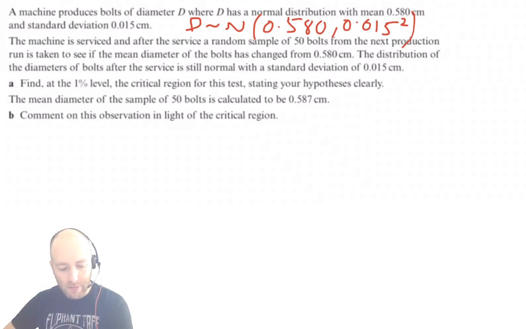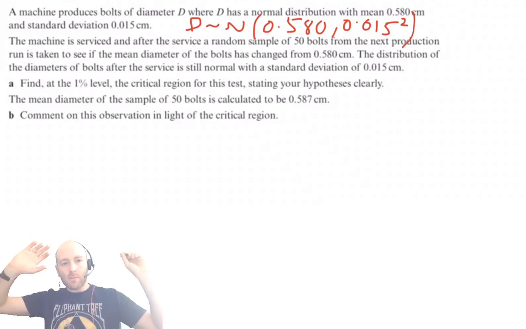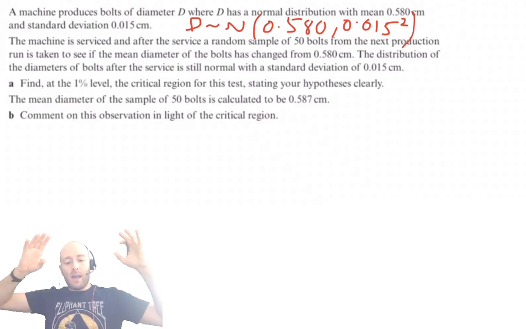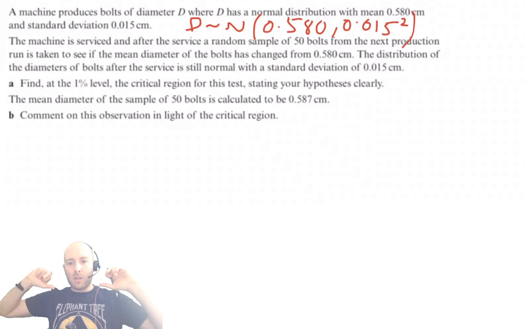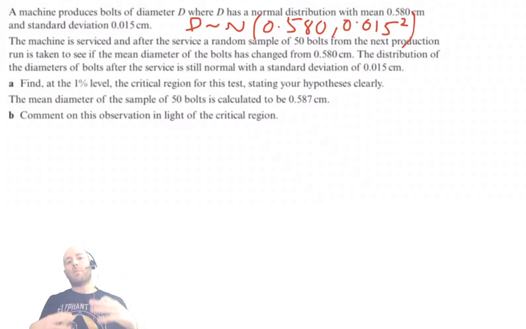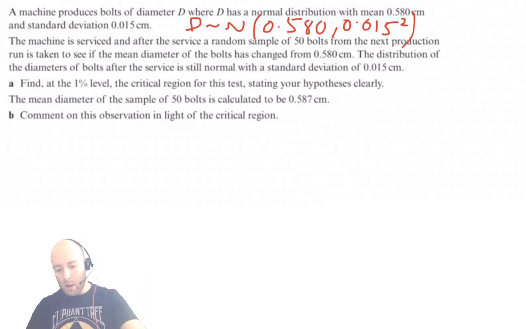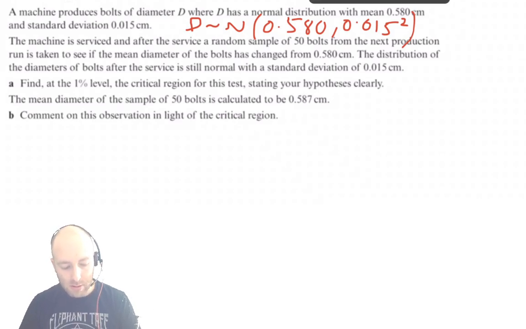Okay, the machine is serviced, and after the service, a sample of 50 bolts is taken to see if the mean diameter has changed. The distribution of diameters of bolts after service is still normal with a standard deviation of 0.015. If our mean bolt diameter has changed, maybe our bolts are going to be useless and we're selling the wrong things. So we need to do a sample to see if the bolts still work after we've serviced this machine. It's told us that the sample means are what we're trying to test, and the standard deviation is still the same.